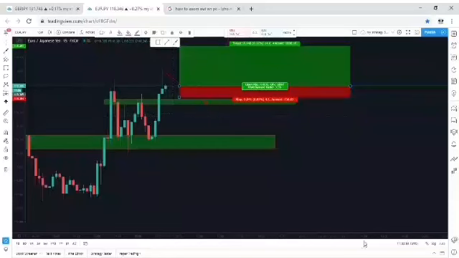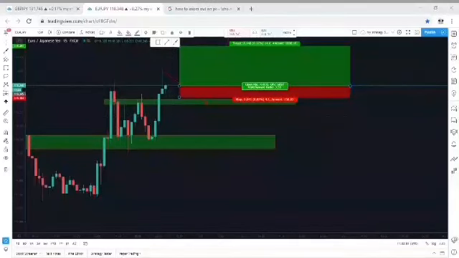118,304. Stop loss is 118,304. You can see we are in profit already. We are in profit on GBPJPY.